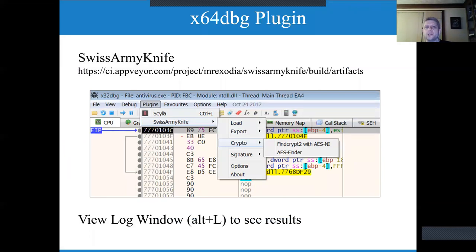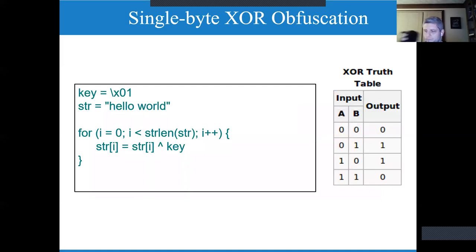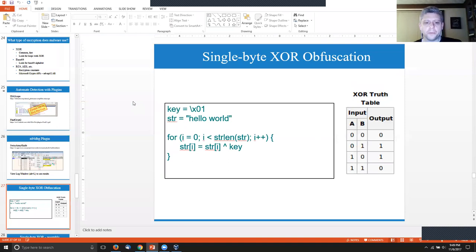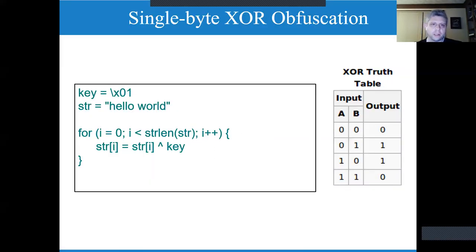Like I said, Swiss Army Knife is a nice plugin for x64dbg that's going to allow you to see some of the crypto signatures. So let's start talking about XOR obfuscation. I know we're coming close to the end of the session here, so I'm going to go through this a little bit quickly, but we should have time to get to the end and assign you guys some homework if you want it.